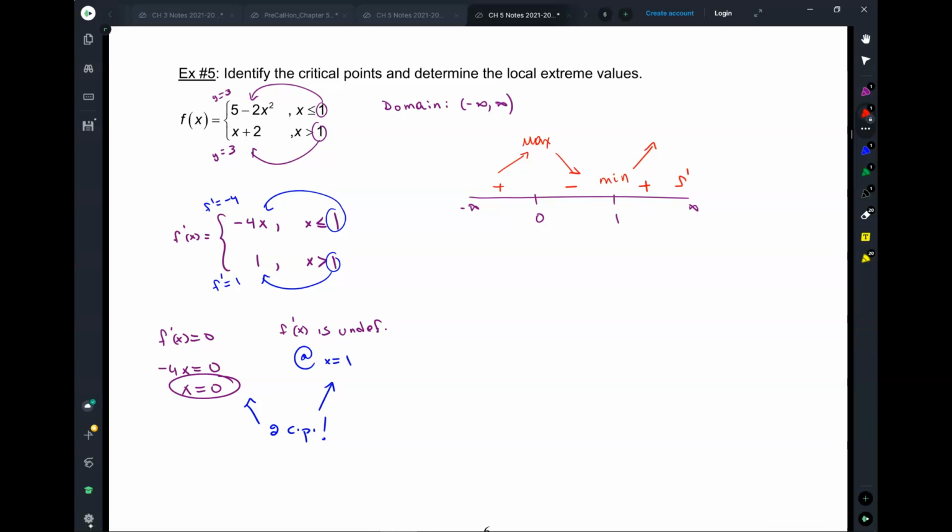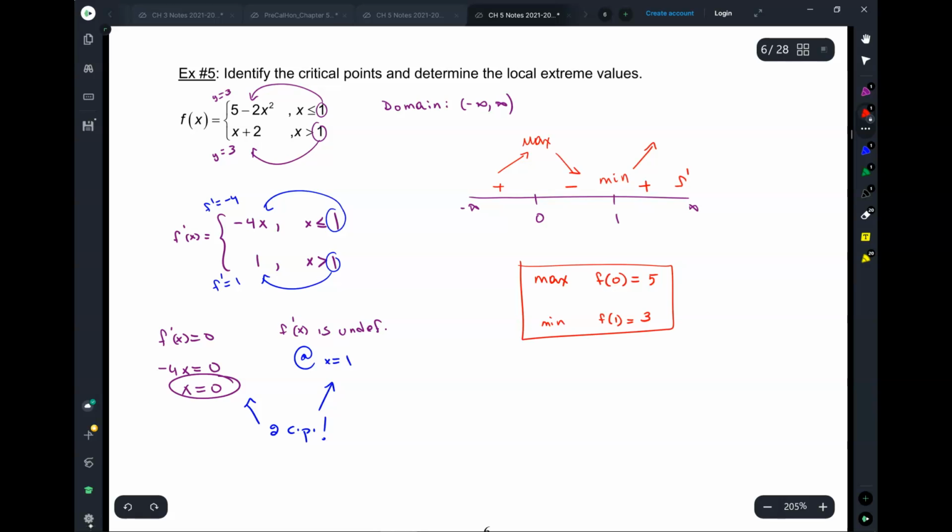What about the second one? There's a maximum there and a minimum there. That's for the whole function. So there is a maximum, and it's f of 0. I'm plugging it into the function: f of 0 is 5. And the minimum is f of 1, which is 3. You can't say these are absolute.